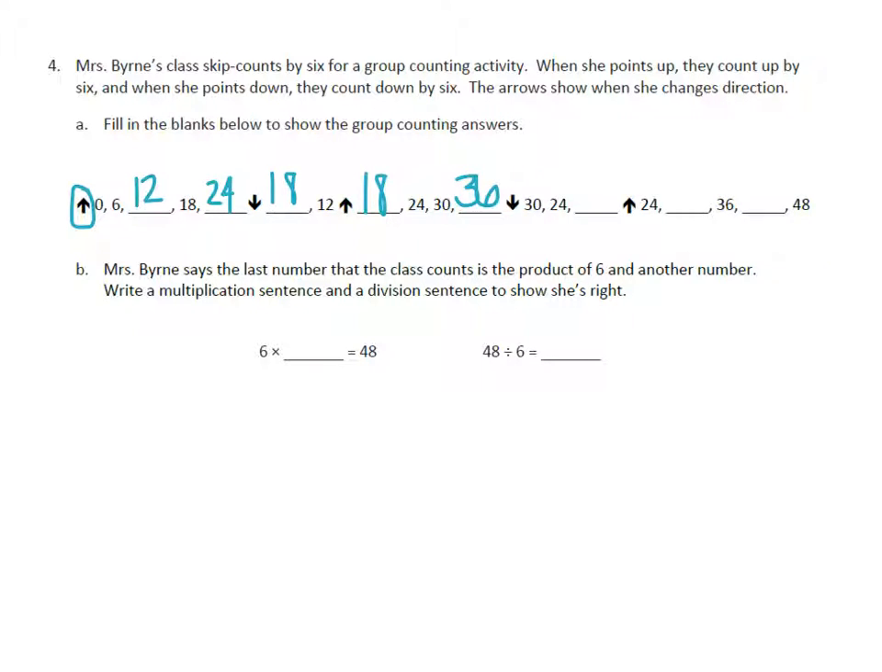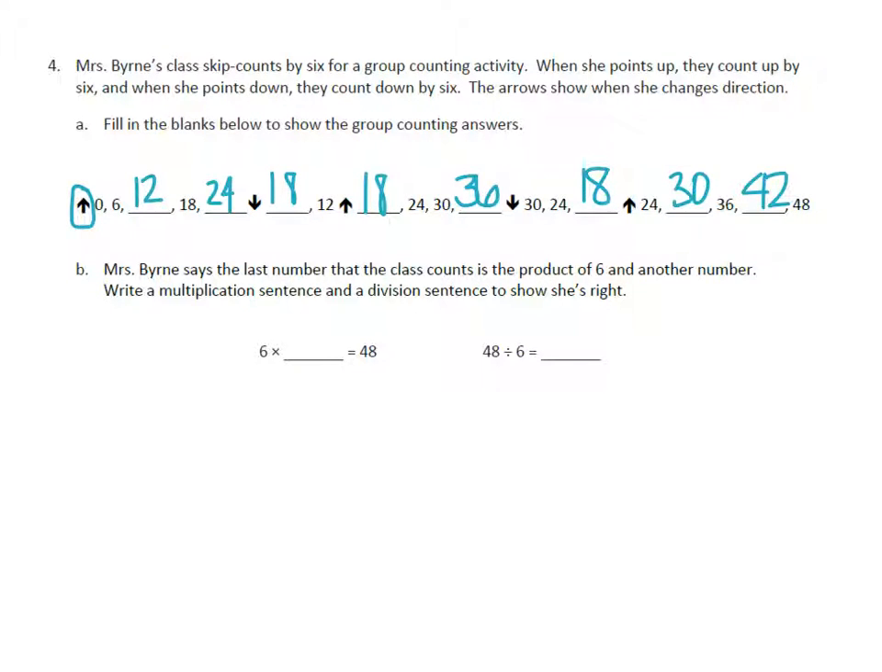Then I need to go down, so I'll have 30, 24, 18. Then I need to go up again. So 24, then 30, 36, and 42, and then 48. Mrs. Burns says the last number that the class counts is the product of 6 and another number. Write a multiplication sentence and a division sentence to show she is right.